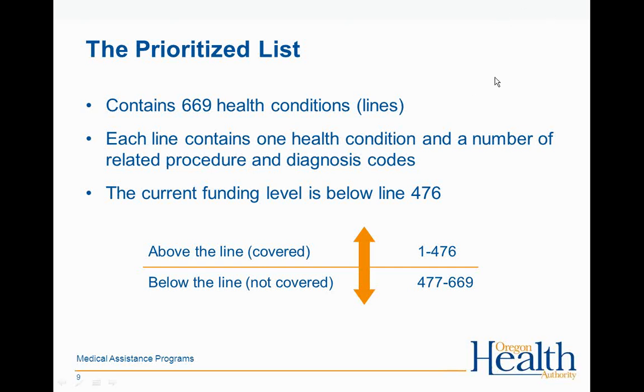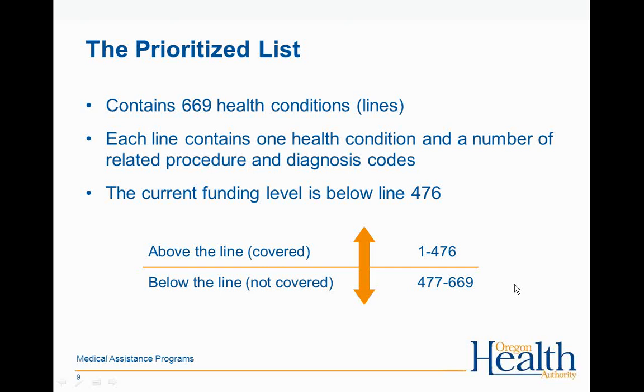So if you'll just picture a really long list, numbered 1, 2, 3, 4, and let's say, well, number 1 is actually pregnancy on the prioritized list. That's the highest priority in the state of Oregon according to these commissions. And under line 1, what you have is a health condition, and then a series of related diagnosis and procedure codes to that condition. And all of those procedure and diagnosis codes that are listed are acceptable procedure and diagnosis codes by the Oregon Health Plan.